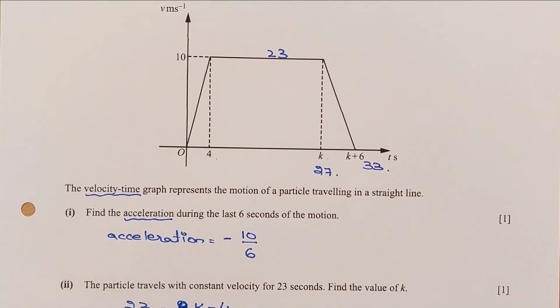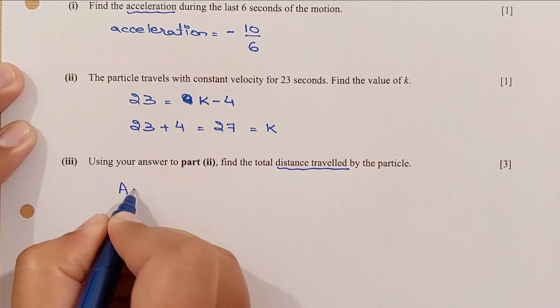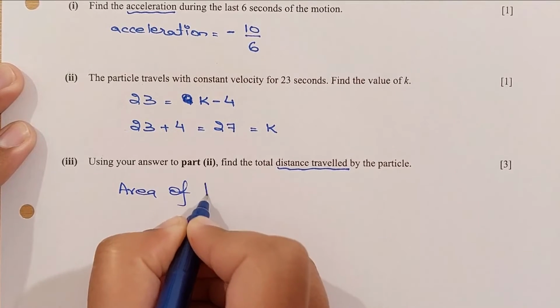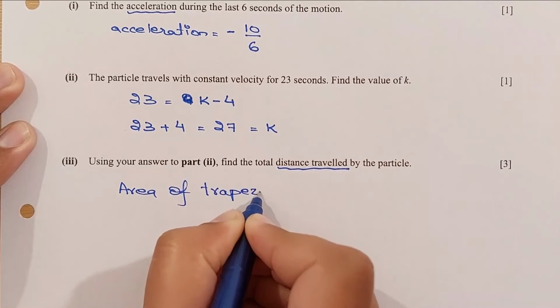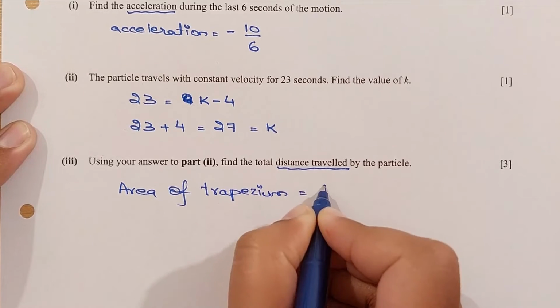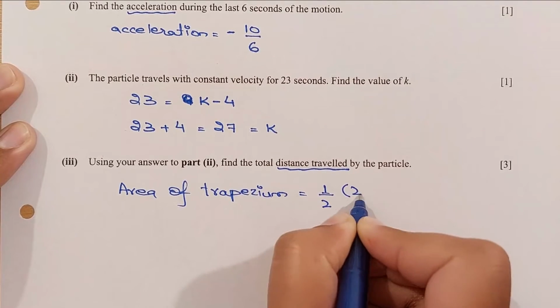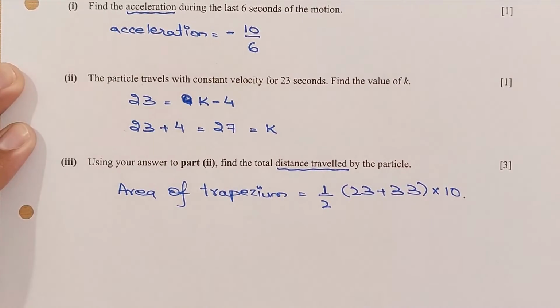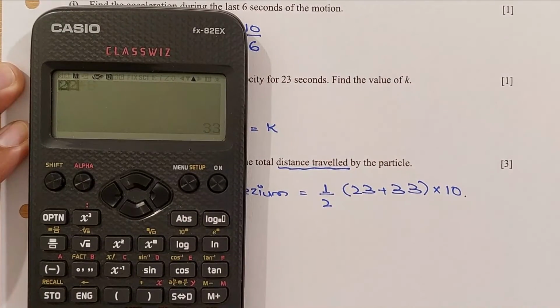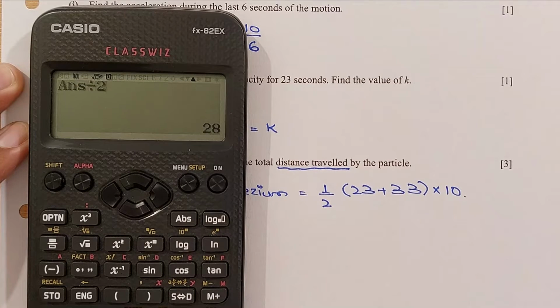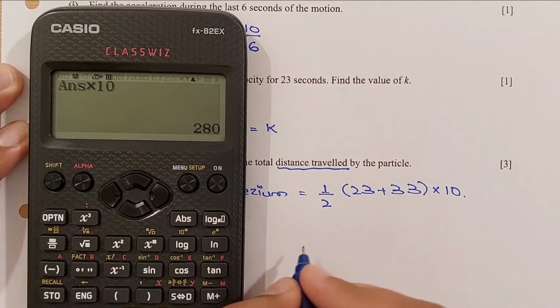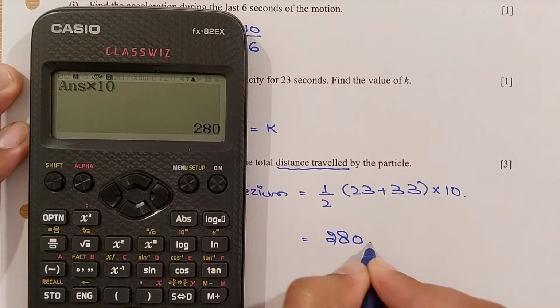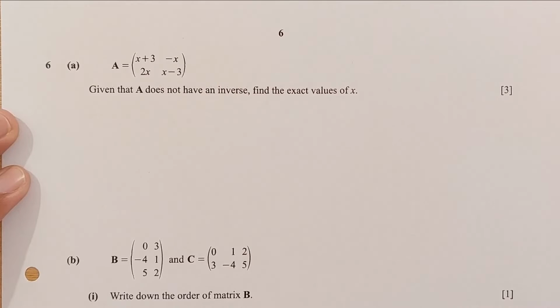Right, this is 33. So let me find the area of a trapezium. Half the sum of parallel sides, 23 plus 33, multiplied by the height. This is 10. Let me simplify. So 23 plus 33 divided by 2 times 10. So 280. 280 is the total distance traveled by the particle.